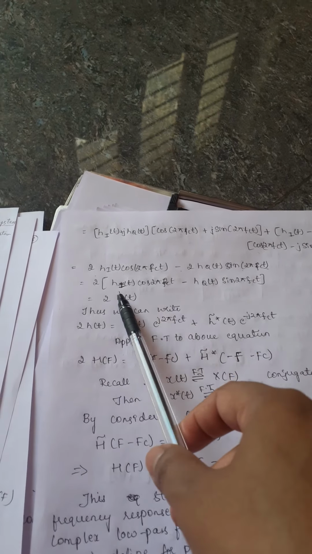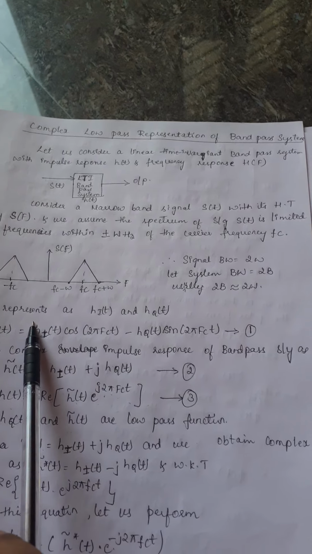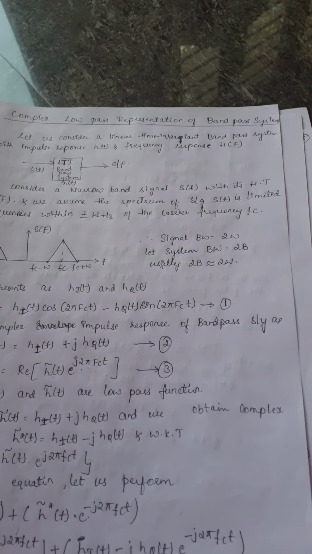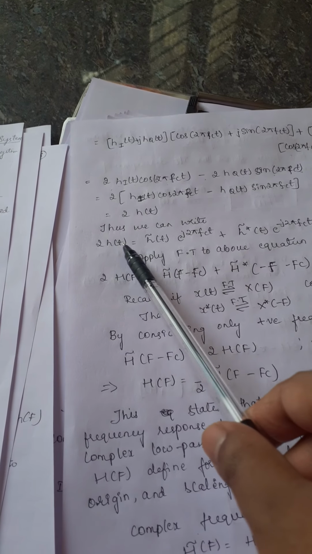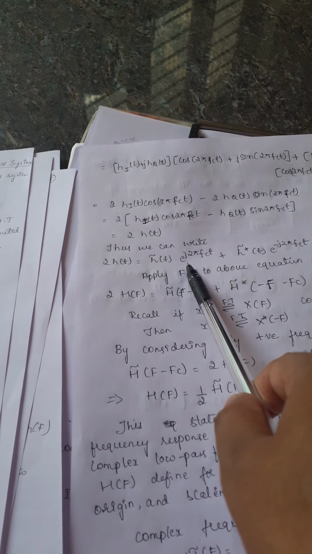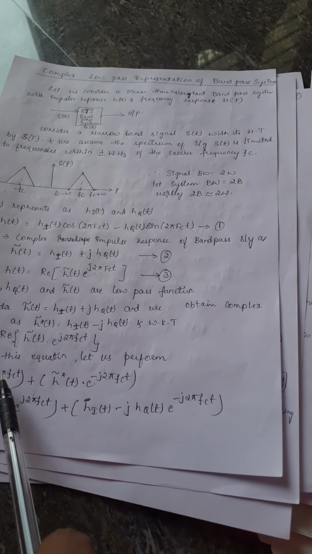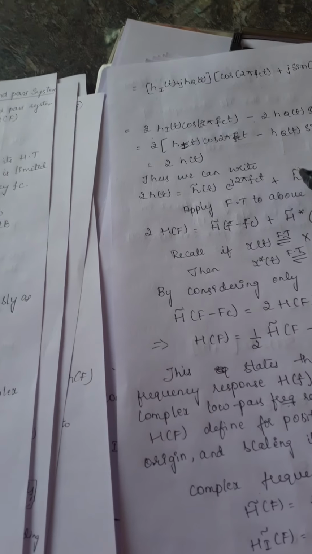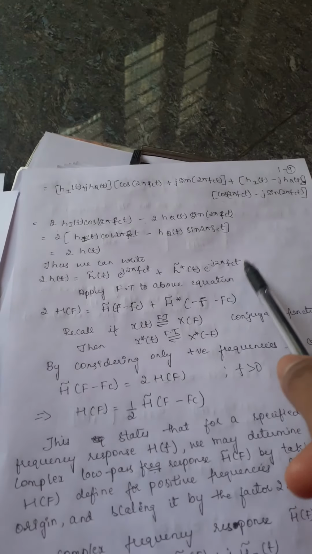The remaining terms, we can call this similar to h of t only. Whatever we defined in equation 1, we know h of t is hI of t into cos 2 pi fct minus hQ of t sin 2 pi fct. So directly we can write it as 2 into h of t. Therefore, we can write 2 into h of t is equal to h tilde of t into e to the power of j 2 pi fct plus h tilde conjugate of t into e to the power of minus j 2 pi fct.